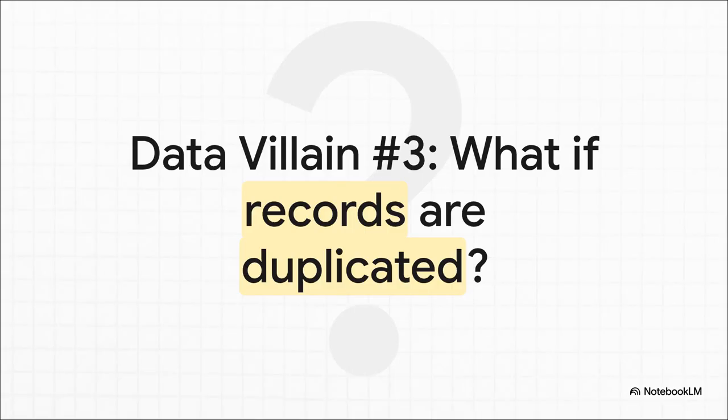And then there's the clone army, duplicate records. You see the exact same order ID showing up 2, 3, maybe even 4 times.